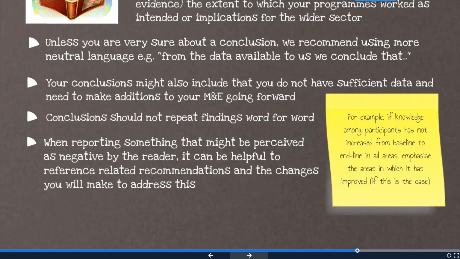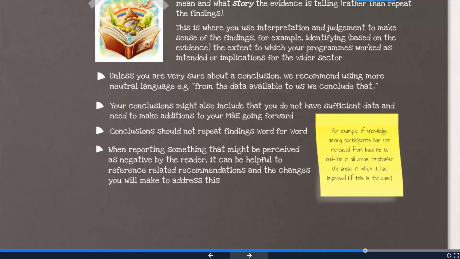So an example here on the right is if knowledge amongst participants has actually not increased from baseline to endline in all particular areas, why not emphasize and focus on the areas in which it has improved, if this is the case, if it has improved, that is. So you can position your findings in a favorable light, whilst at the same time being very, very transparent and honest and open about those areas that may not have been positive results from your program.